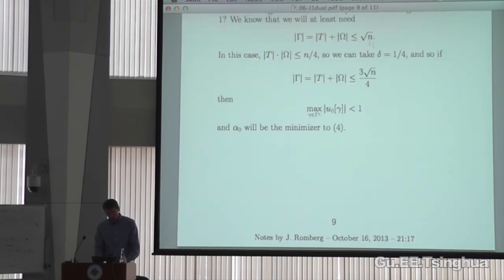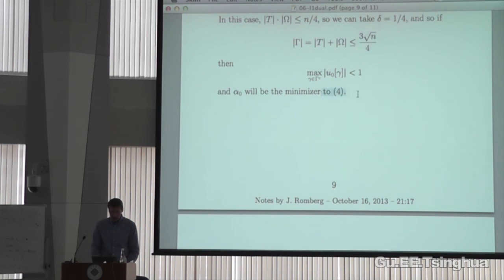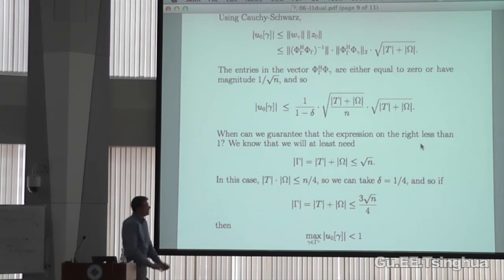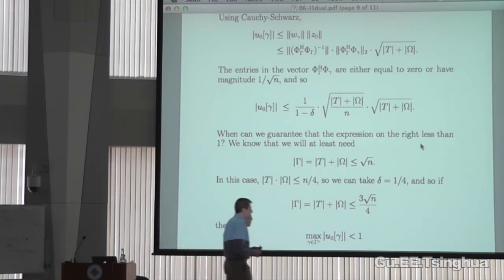So this means I can plug in a quarter for delta. And what do I get? I get the size of the support I can have, the number of spikes plus the number of signs, is 3/4 times the square root of n. And then I can say that alpha now will be, in that case, the unique minimizer to 4. And so that's neat. So it's neat for the following reason.